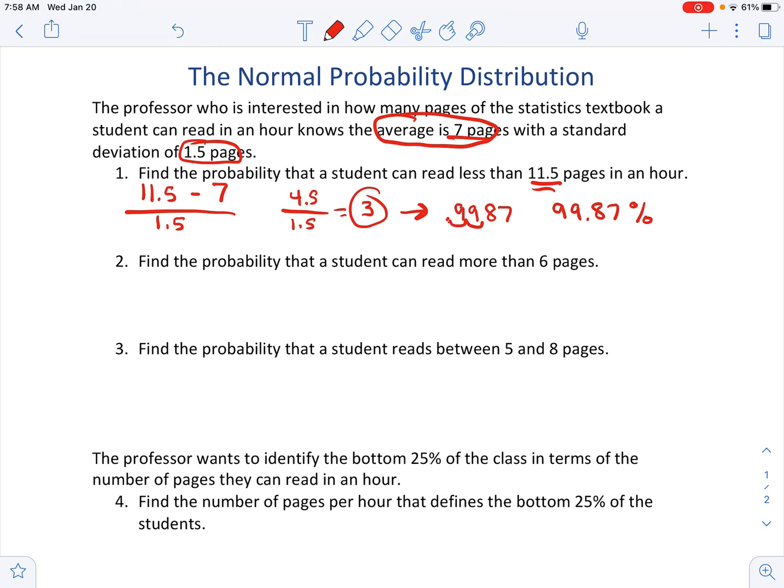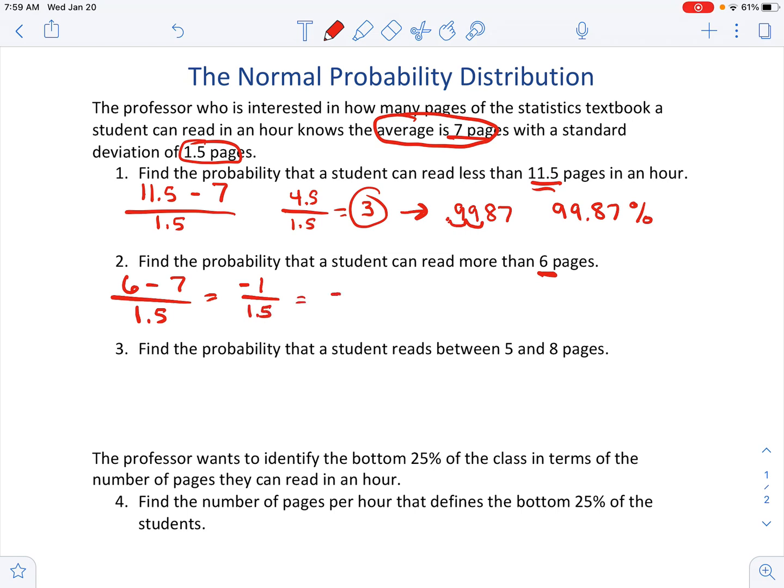Okay, so now we want to find the probability a student can read more than 6 pages an hour. So if it's less than, you're just going to look up that value. Once you get that value, you write it down. So now we want to go less than 6. So now it's our value minus our mean. Our mean was 7, divided by our standard deviation of 1.5. Order matters. So now we get 6 minus 7, that is negative 1, divided by 1.5.